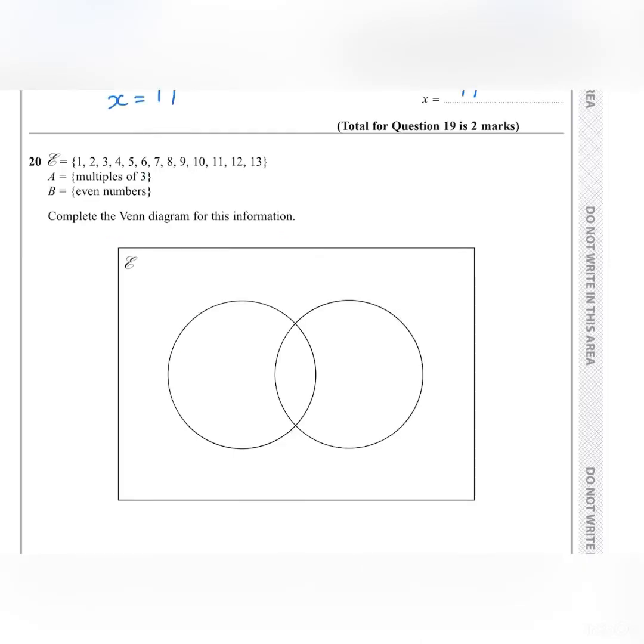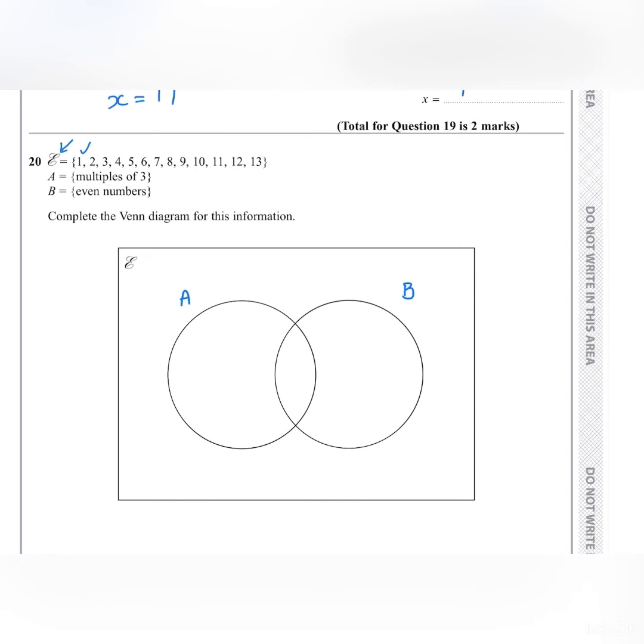Okay, question number 20. And we've been given a set of values. Now, this symbol means a universal set, and it's between 1 and 13. And it says we have to draw a Venn diagram for this information, and A should be multiples of 3, and B should be even numbers. And anything which is an even number and a multiple of 3 should go in this intersection area of A and B. So starting with 1, okay, is it a multiple of 3?